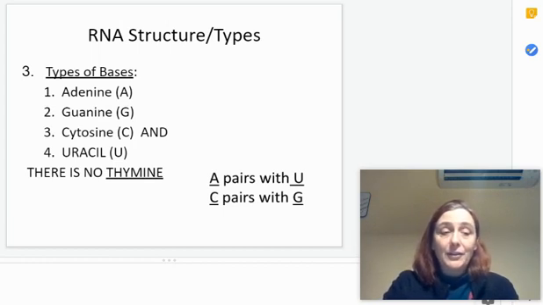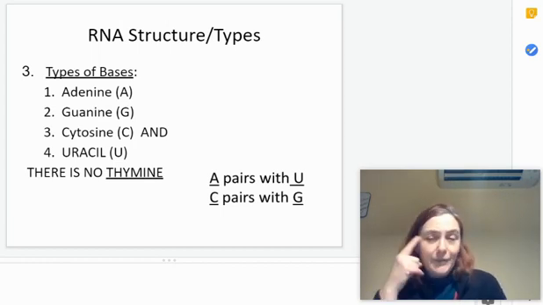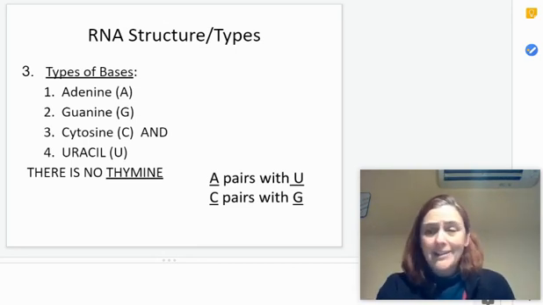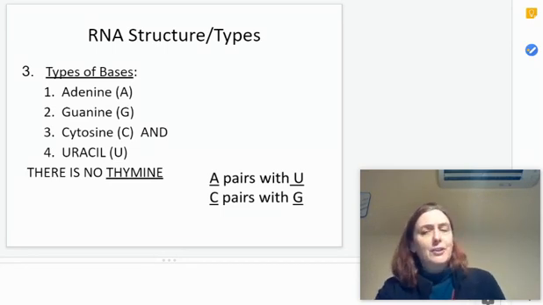You should be asking yourself at this moment, if you're really thinking about this, you should be saying, wait, Ms. Cohen-Norris, that makes no sense. How can you tell me that A matches with U and C matches with G? Why does that make no sense?